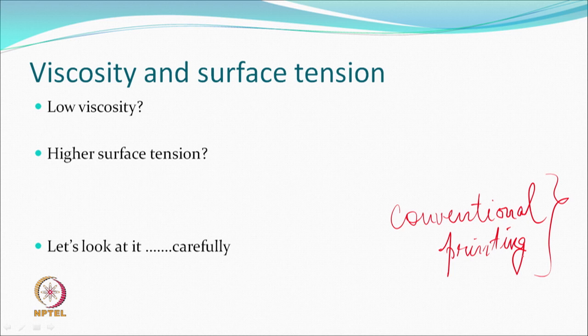What do we mean by that? If the surface tension is higher, this drop as it comes out will become spherical, and then the dot which is going to be created will be more circular. If the surface tension is very low, then it may have a tendency to spread. So, we would generally prefer low viscosity, high surface tension. Let us look at it a little more carefully as to what exactly we mean by that.